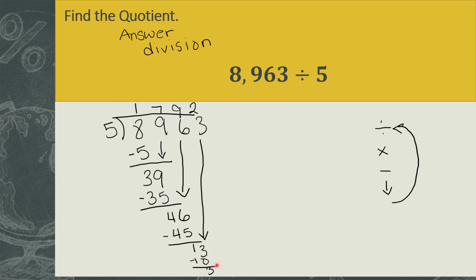So what am I going to do with my remaining number? Well, I'm going to make it a remainder. I write my remainder by writing a little r and then my remaining number, which is 3. So your final answer, oops, it disappeared. Your final answer is 1,792, remainder of 3.